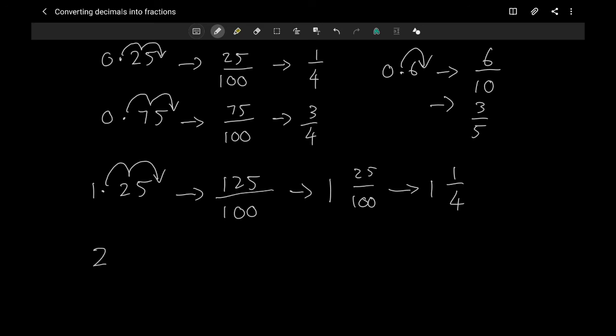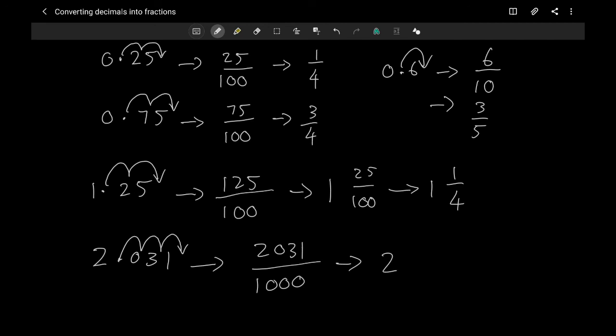So let's do one more. What if you had 2.031? Well, if you follow the rules, we move the decimal point over 1, 2, 3 times. So the numerator is 2031. And because we moved the decimal point over 3 times, the bottom number, or the denominator, is 1000. So we can change this to a mixed number, and that would be 2 31 over 1000.